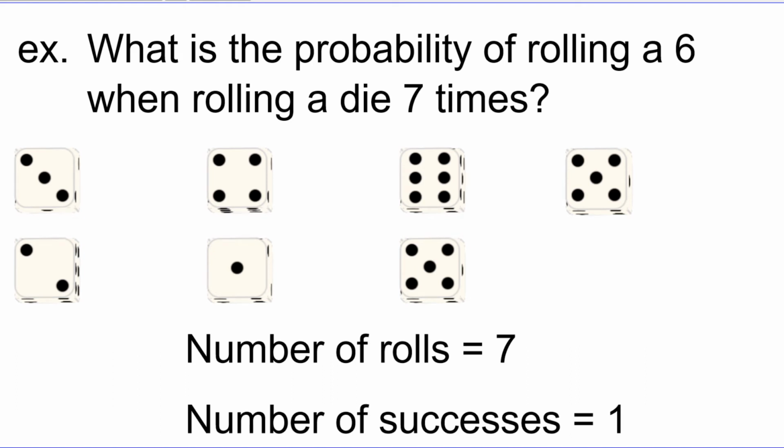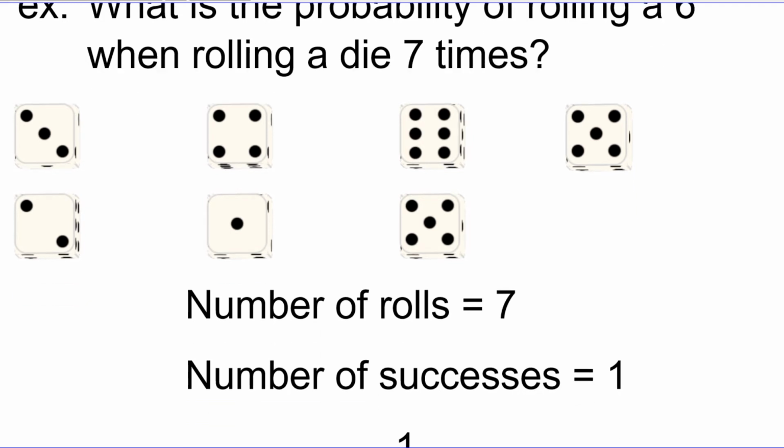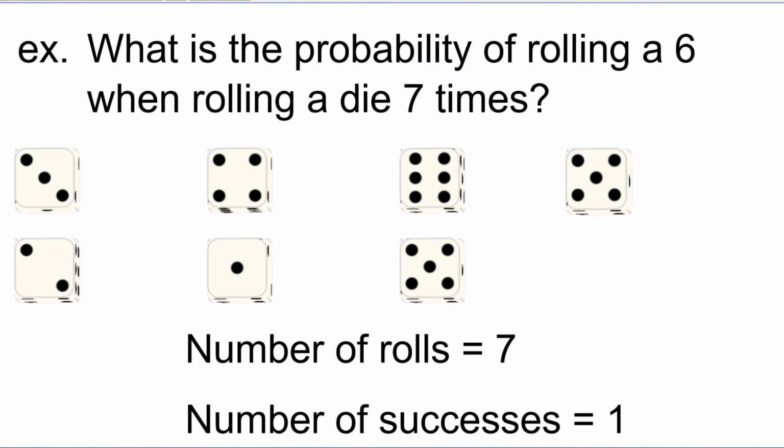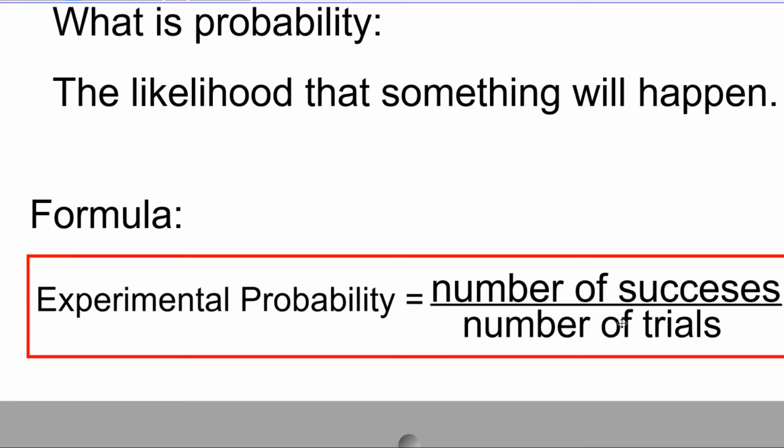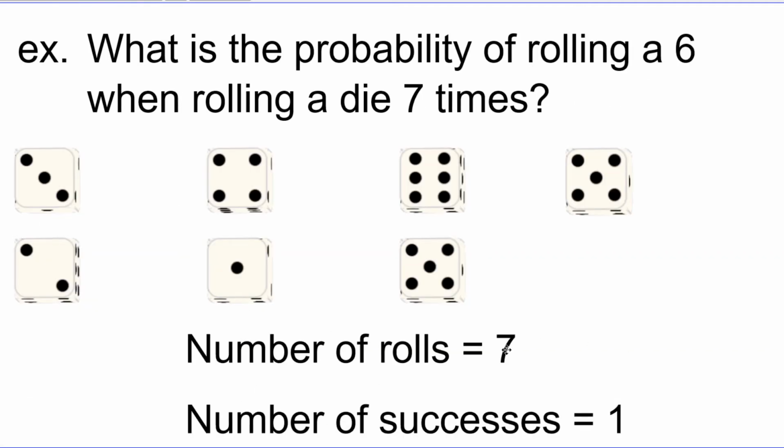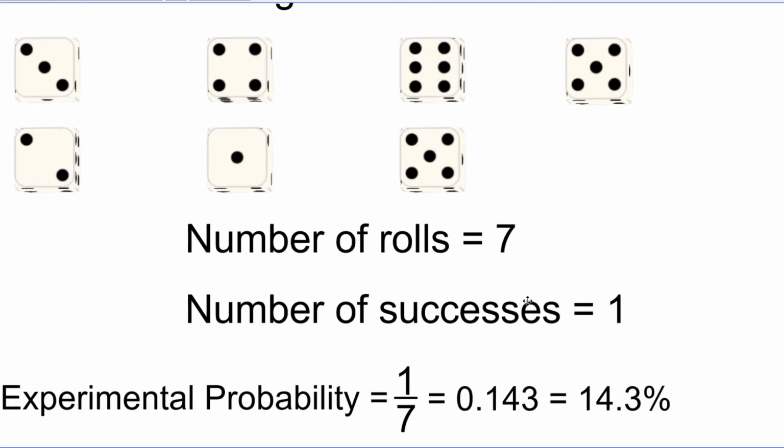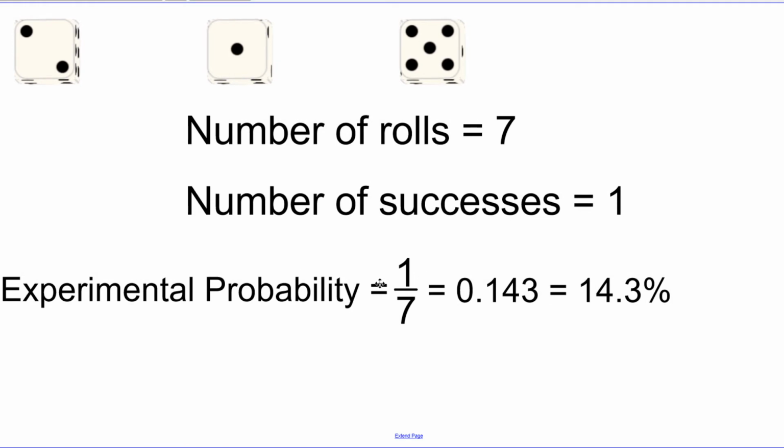So what is the probability of rolling a 6 when rolling a die 7 times? Well, we've got 1 success, which I wrote down here, out of the 7 rolls, which are our number of events. If you look at the formula, number of successes over the number of trials, our trials are our number of rolls, which is 7, and our number of successes is 1. So the experimental probability, if we look at that formula, is 1 over 7.